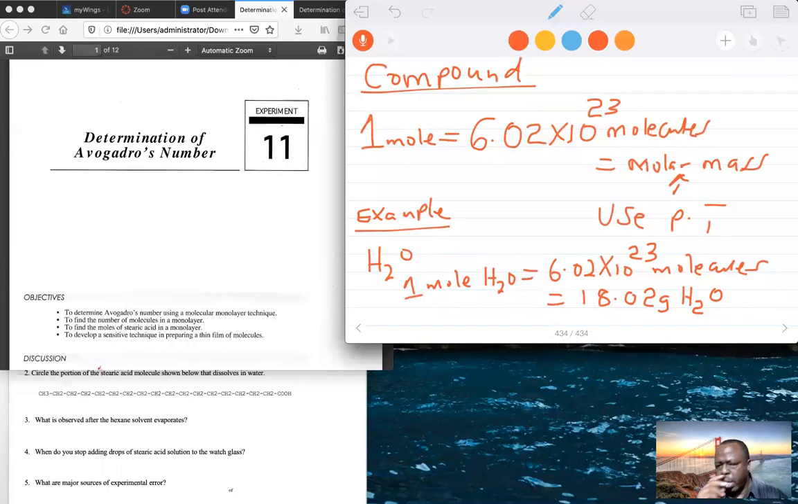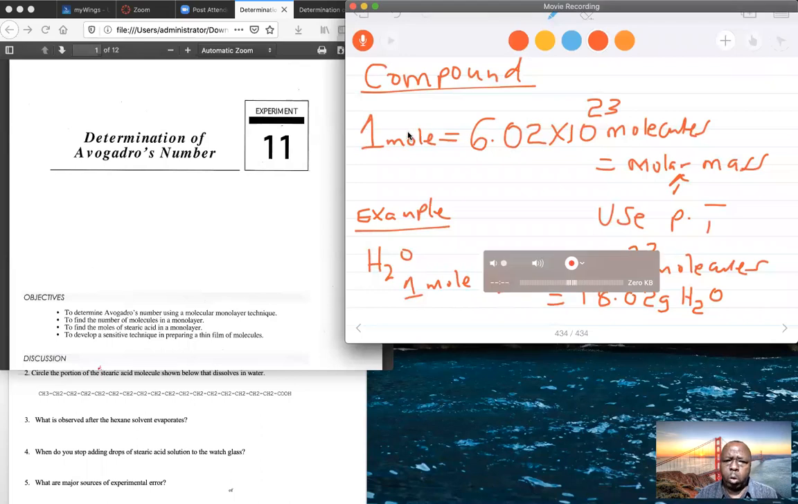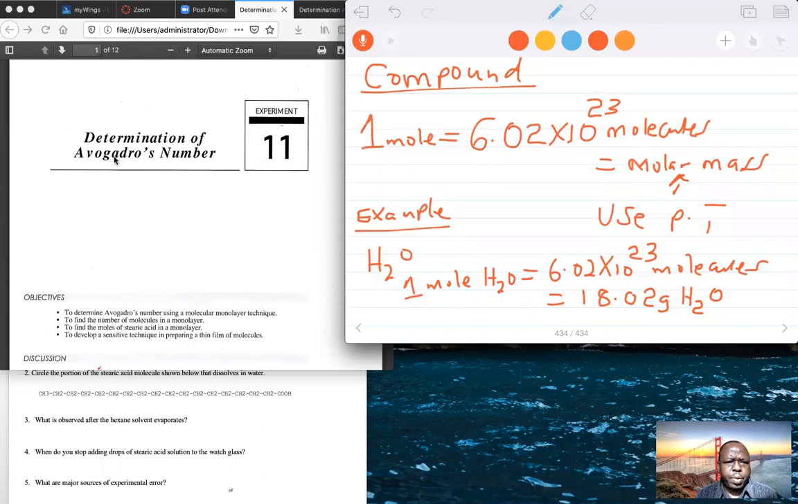And those two equivalent statements you will use to generate a conversion factor to change from moles to molecules and vice versa. I don't want to get into details on that. Let me just dive into determination of Avogadro number.